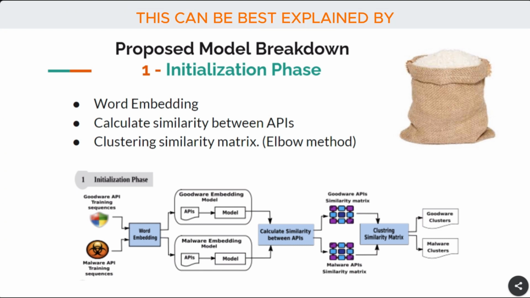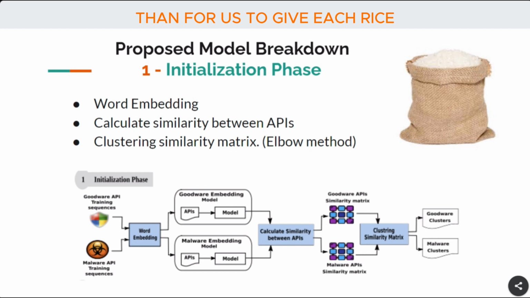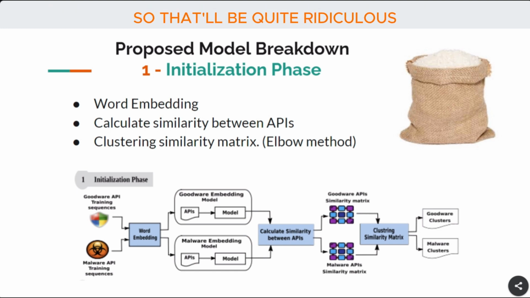This can be best explained by describing a bag of rice, for example. It is easier for us to just cook the rice than for us to give each grain of rice a different serial number, and each time you have to cook, you have to look for the exact serial numbers you want. So that would be quite ridiculous.